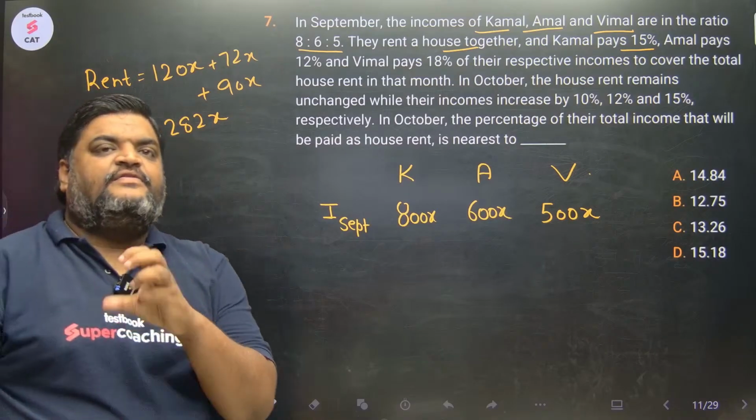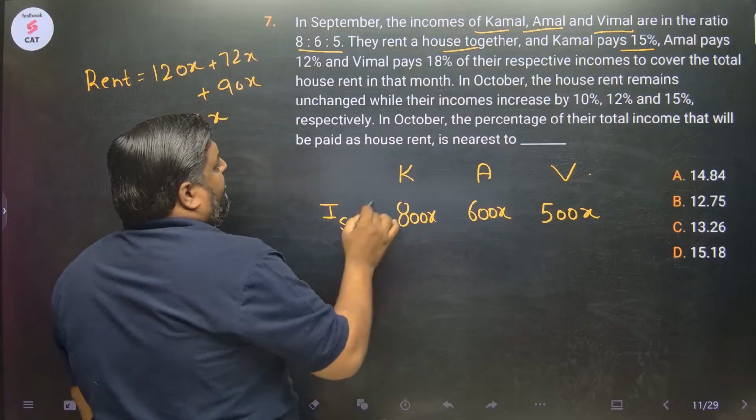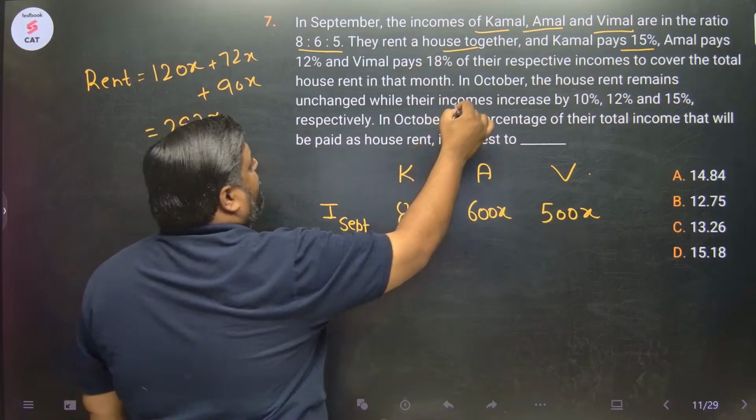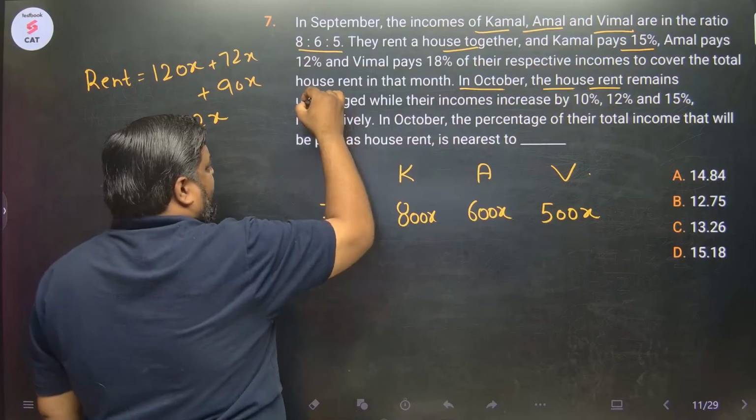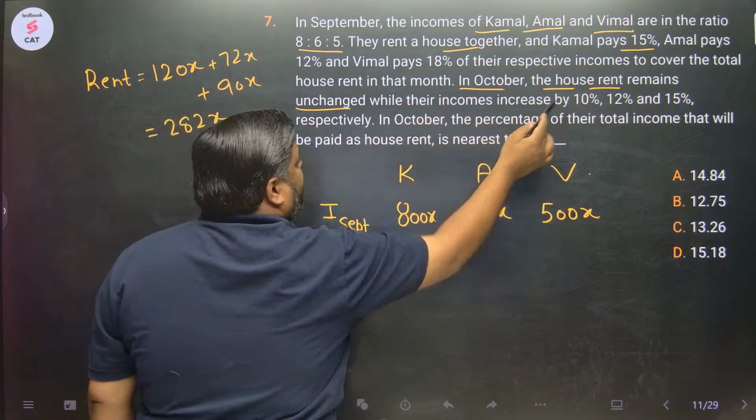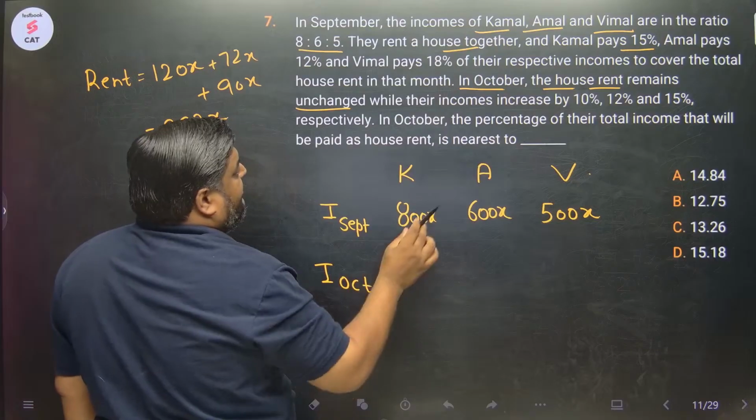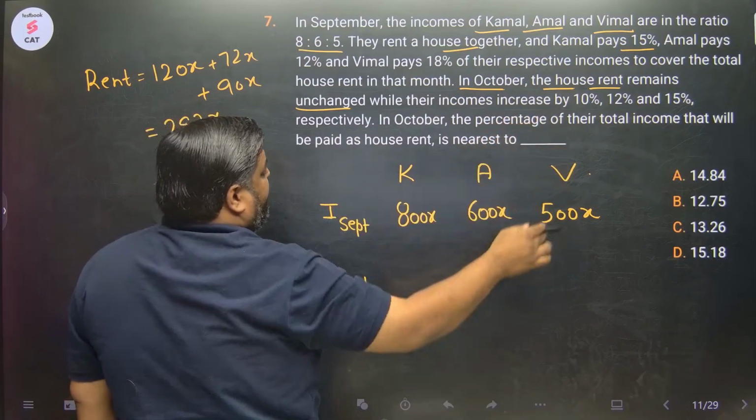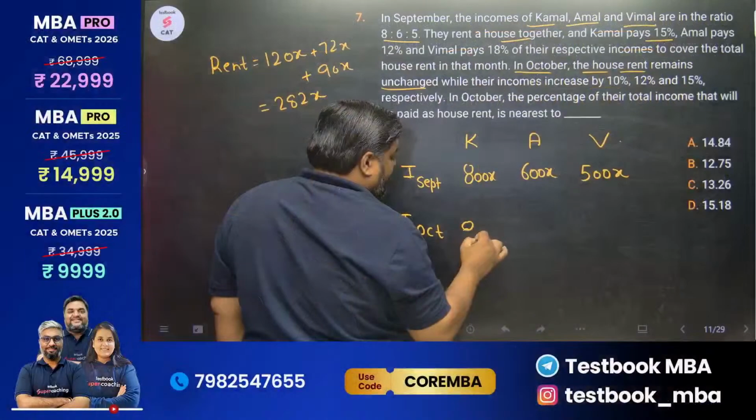The rent of the house is 282x. Now their income in October increased. The house rent is same while their income increased. So income in October increased by 10%, 12% and 15%. So income of Kamal in October is 880x.